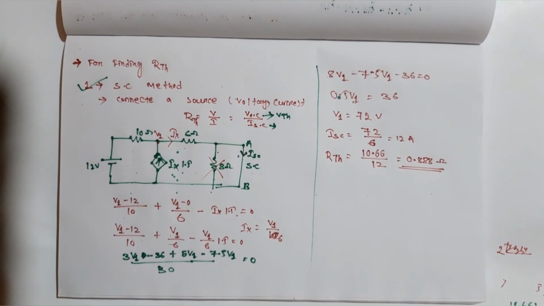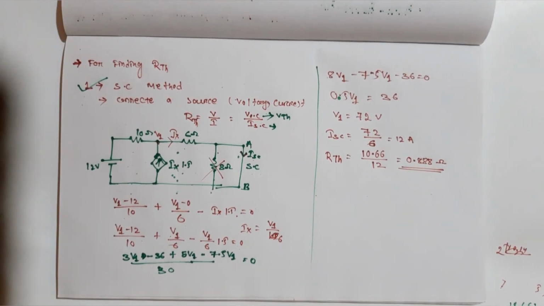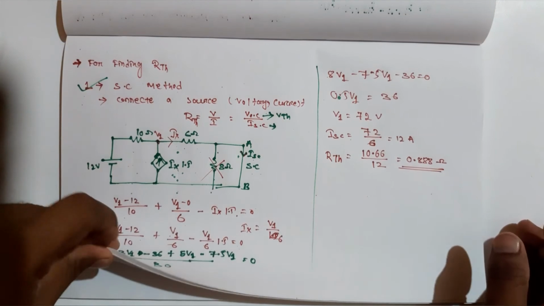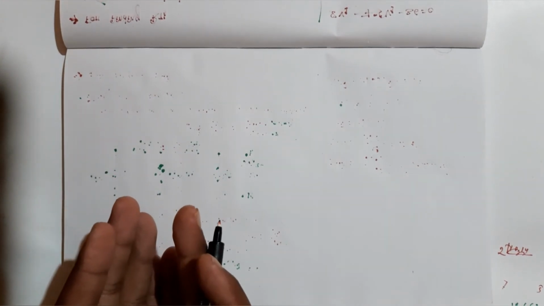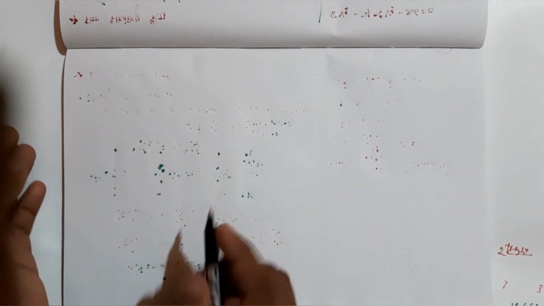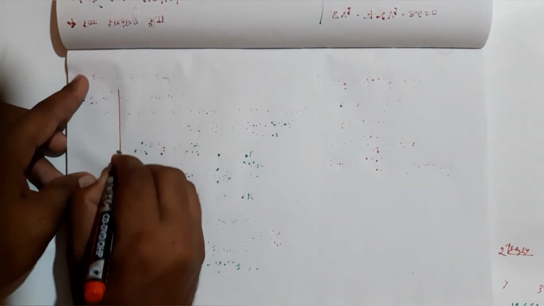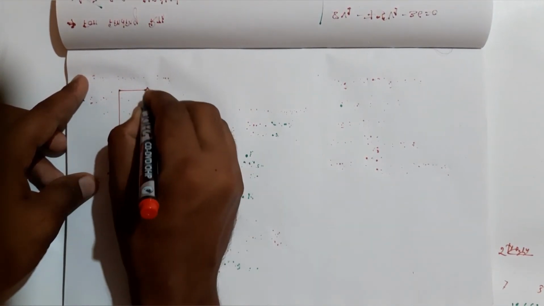Next approach, we deal with a connected dummy source like 1 volt, a current source, or we can connect a voltage source. For doing that type we need to deactivate only the independent source. Here the only independent source is the voltage source, so we short circuit the voltage source.